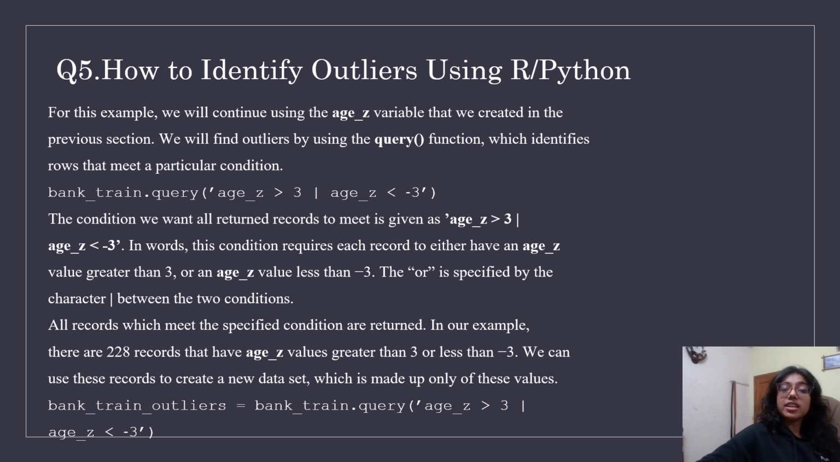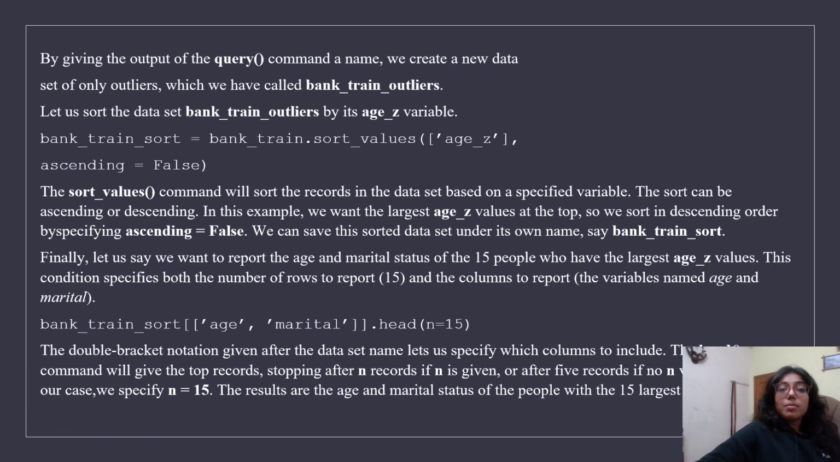In our example, there are 228 records that have age_z values greater than 3 or less than -3. We can use these records to create a new dataset made up only of these values. So this is how we write it. By giving the output of the query command a name, we create a new dataset of only outliers, which we have called bank_train_outliers.